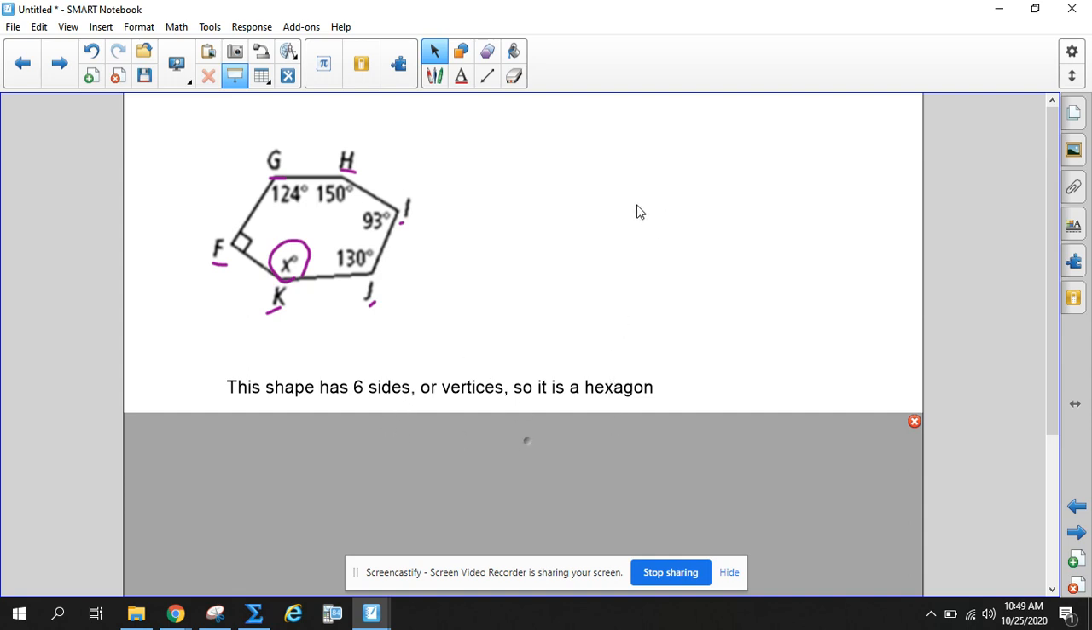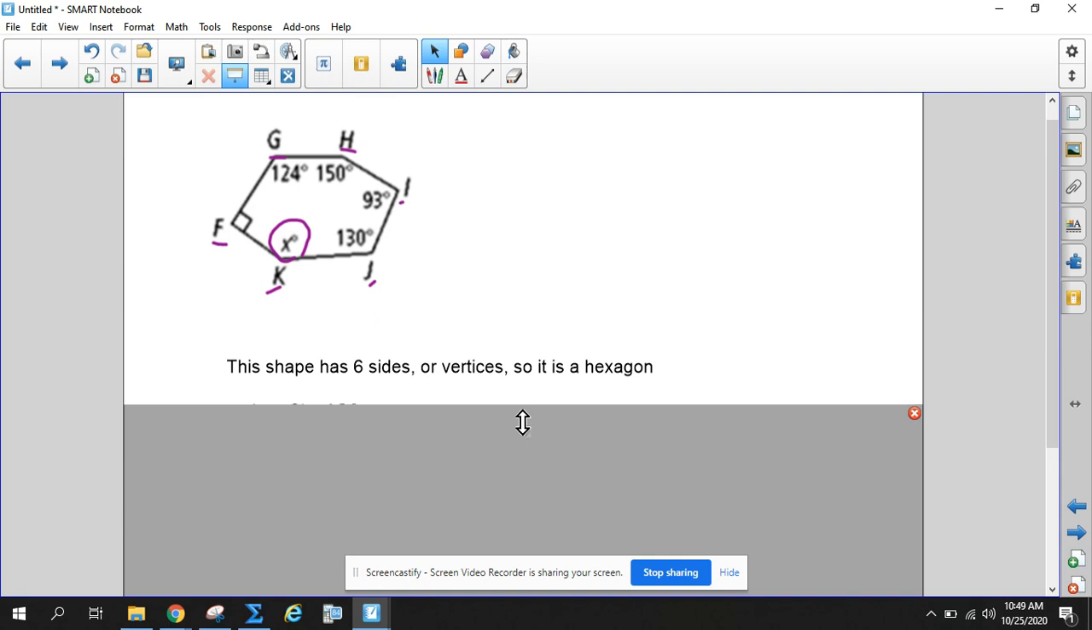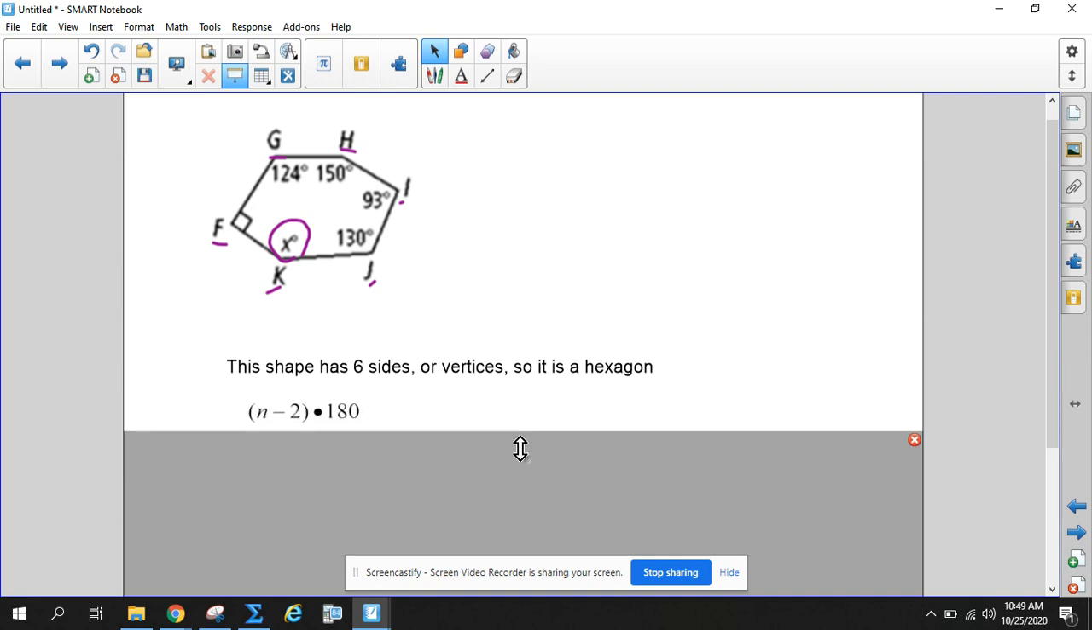So the first step that we have to do in order to be able to figure out how big is just this angle, how big is angle X, we are going to use our formula that determines what the sum of the interior angles of our polygon needs to be. So our formula that we use to figure out what the sum of the interior angles is the quantity n minus 2 times 180, where n is the number of sides that our shape has.